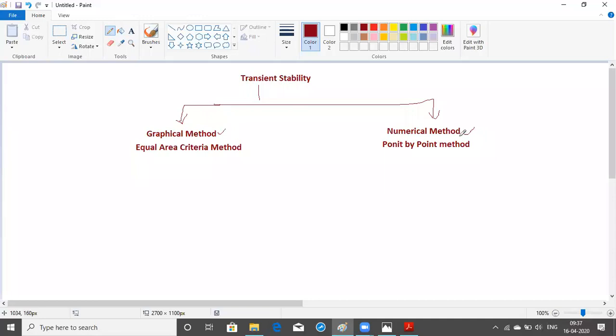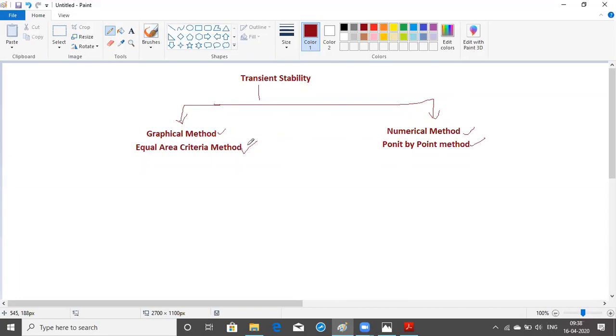One is a graphical method and one is a numerical method. In the graphical method, we are going to use only one method called the equal area criteria method. And under the numerical method, we are going to discuss only one method called the point by point method. So we are going to discuss these two methods under the determination of transient stability. After this discussion, we are going to determine the methods to improve the transient stability. Then after this, the 15th unit will get completed.